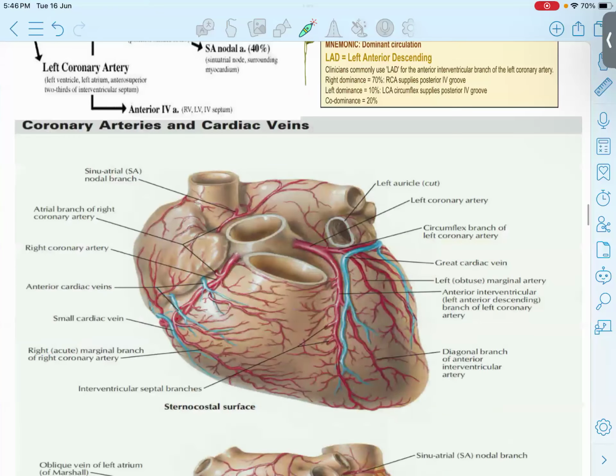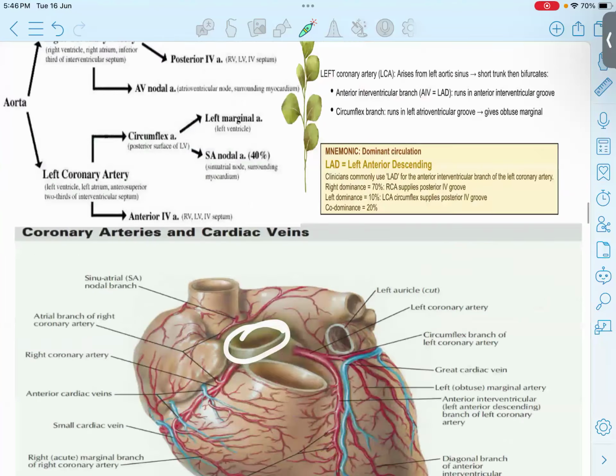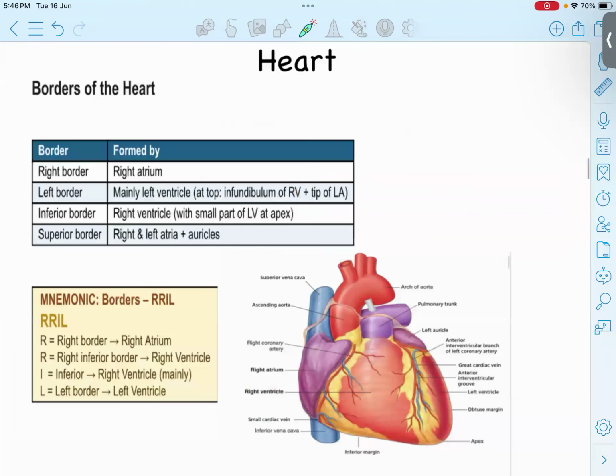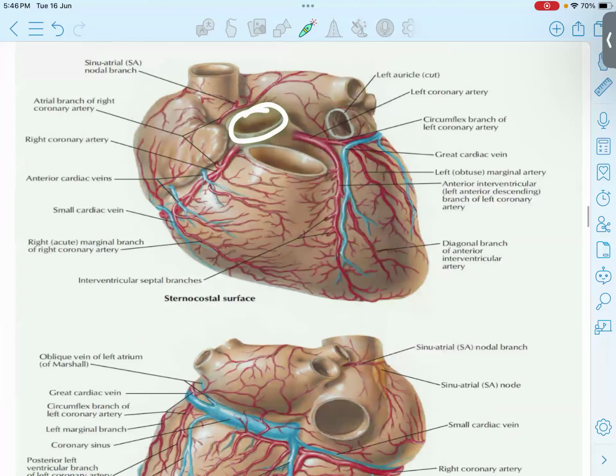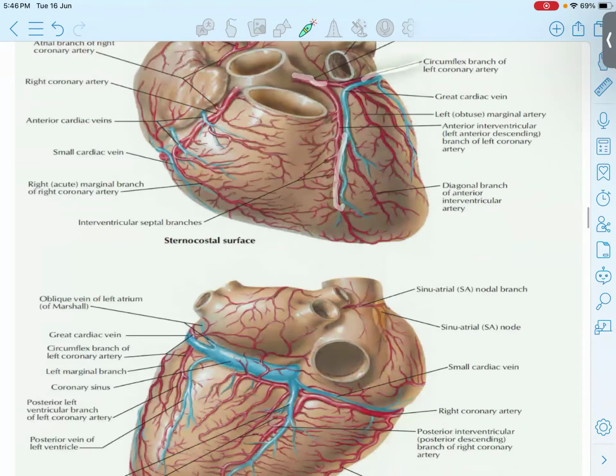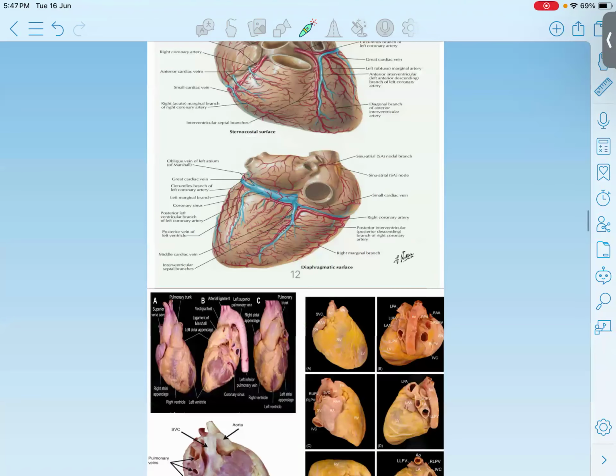So again, I want to recapitulate. This is the arch of aorta. It is giving two branches, right coronary artery and left coronary artery. The right coronary artery gives branches along the margin, which is called the right marginal branch, and also the posterior interventricular branch. And the left coronary artery at the very first gives the circumflex branch and anterior interventricular branch. Okay, this is very important. You have to use this concept in many images.